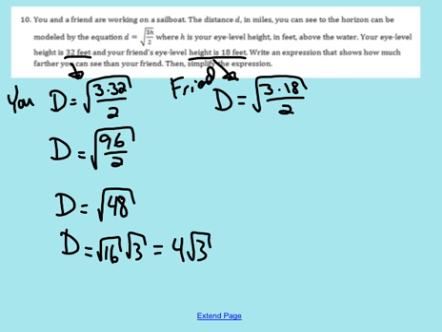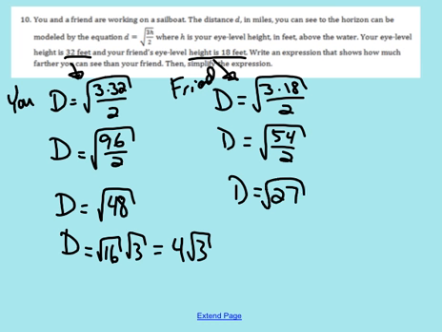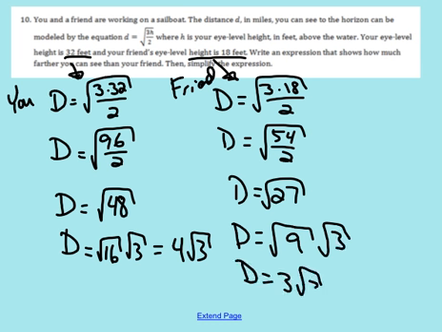Then we have 3 times 18. 3 times 18, that's 54 divided by 2. So distance here is 27, square root 27. And I told you that one we've done a few times. That's going to be 9 times the square root of 3. So the distance there is 3 square root 3.